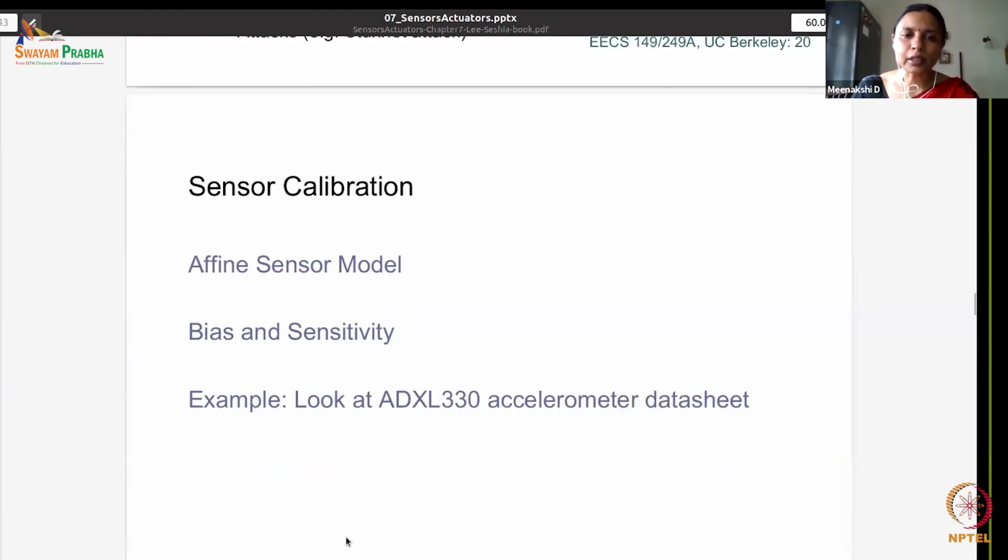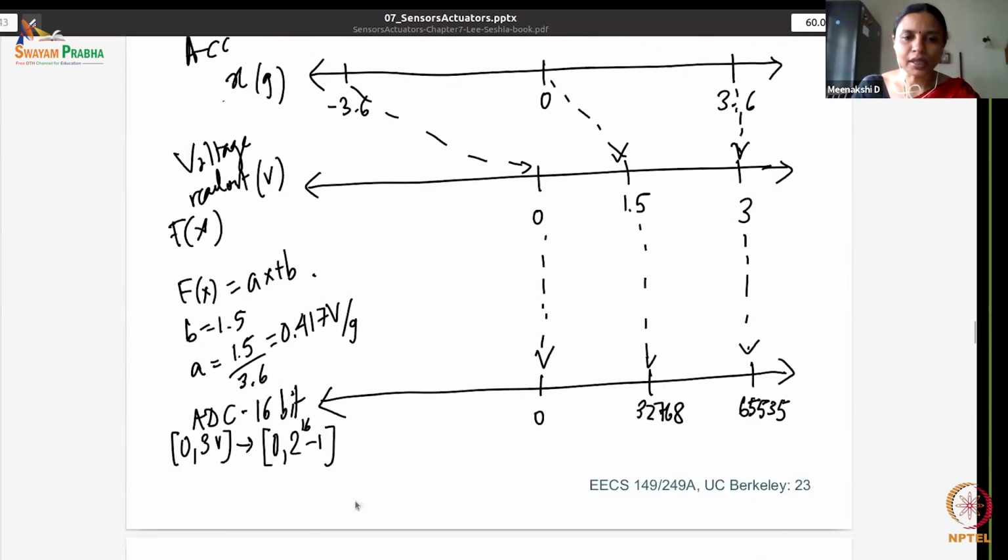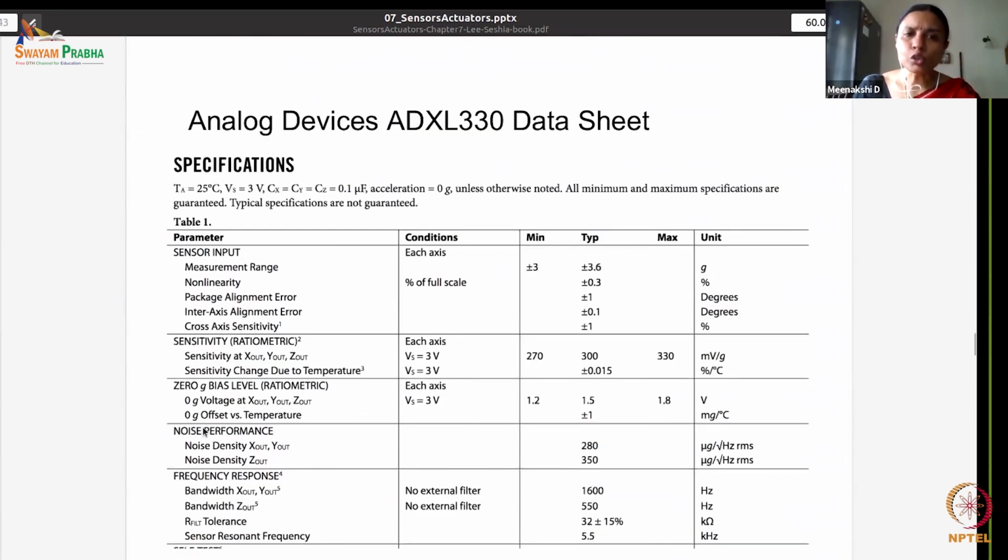When it comes to sensor calibration, there are several models that have been present in the literature. There is an affine sensor model, and we also cater to bias and sensitivity. I'll skip these, but usually, when you buy a sensor, you will get data sheets which talk about what the sensor input is, what the minimum range and maximum range are, what unit it is measured in, what the sensitivity of the sensor is, what the base level is, what the noise is, and at what frequency the sensor responds in what way.